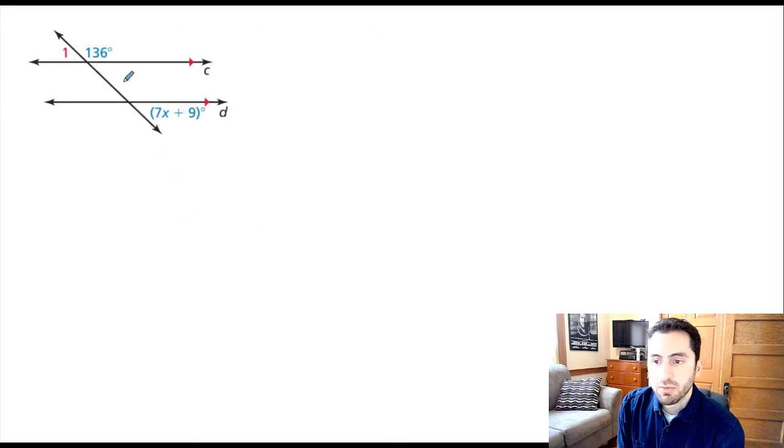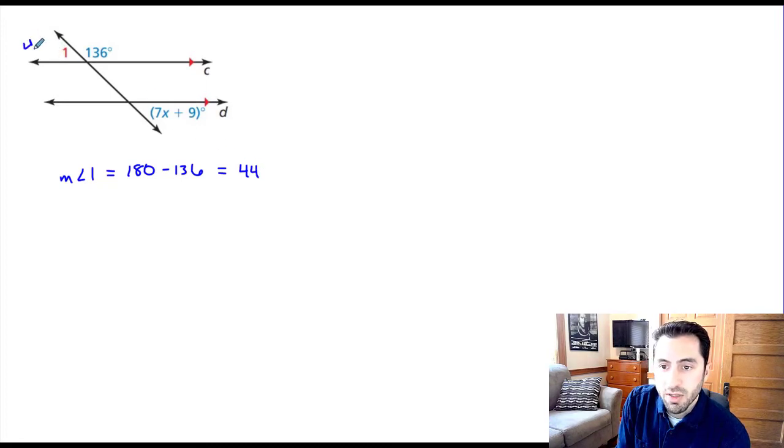Again, taking a look, I have 136 up here. I have the 7x plus 9. And then let's use this one angle that I have labeled. So just together up here, angle 1 and my 136, those are supplementary angles because they form a linear pair. So the measure of angle 1 is 180 minus 136. That is going to give me 44 degrees. So I know this angle up here is 44 degrees.